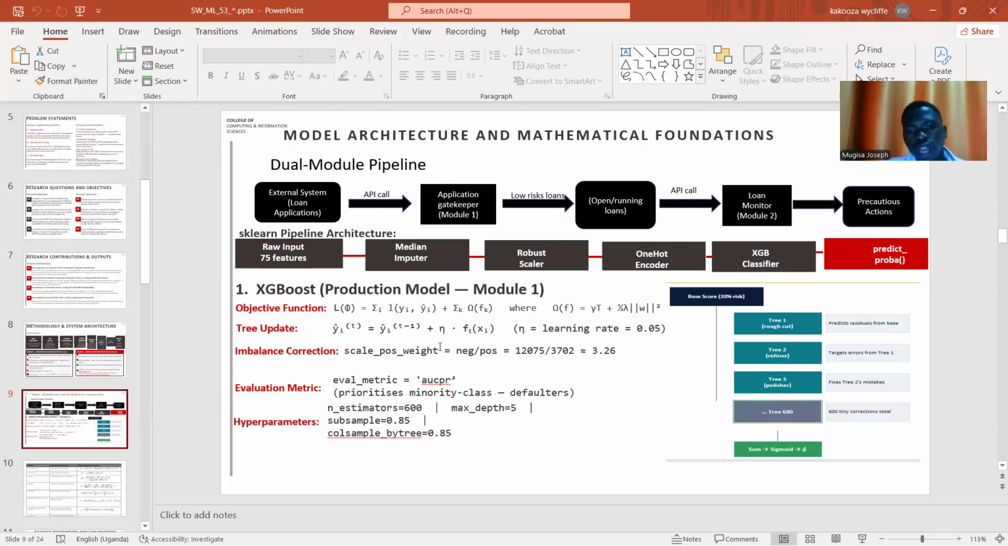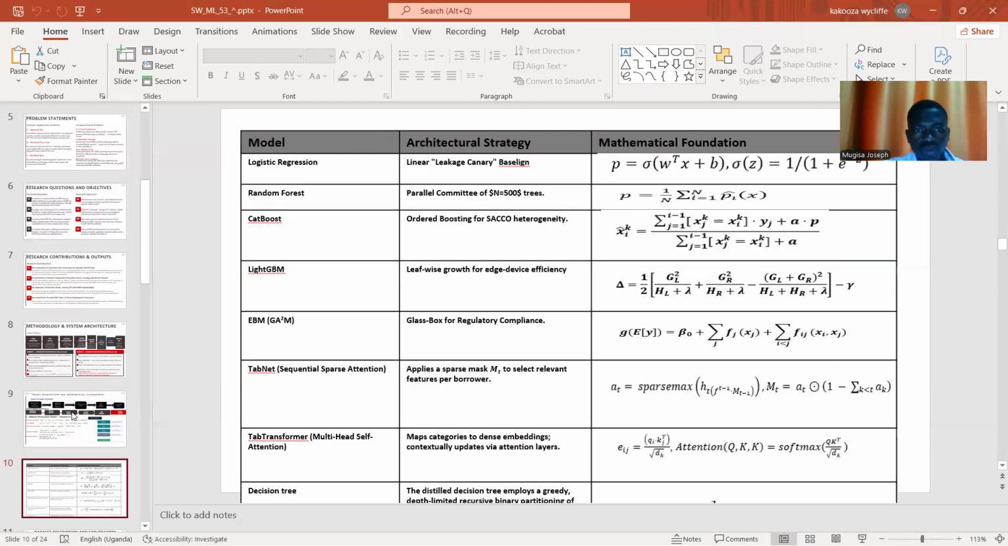Then we handle the class balance through scale_pos_weight, whereby it gives us these are the non-defaulters and these are the defaulters in the train data only. So the 3.26 implies that we should penalize the model 3.2 times higher when it misclassifies a default than when it misclassifies a non-default. So progressing through other models, we look at logistic regression.